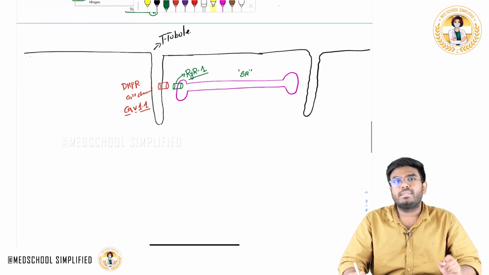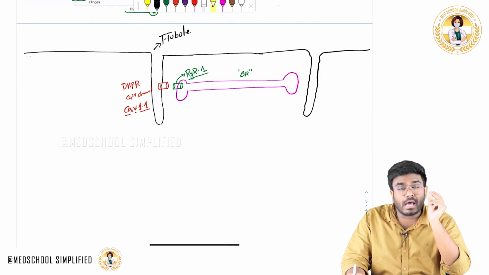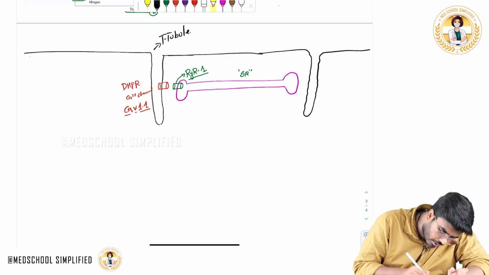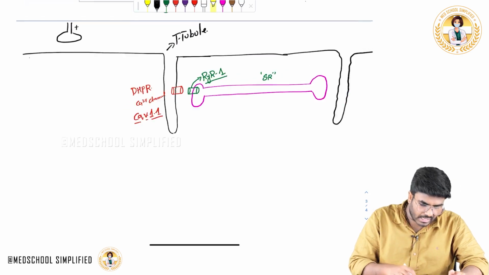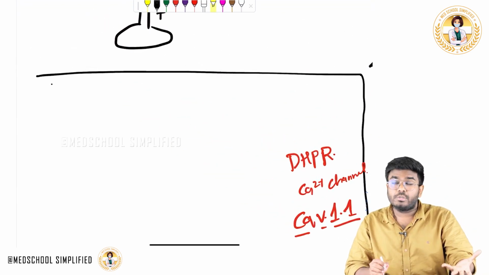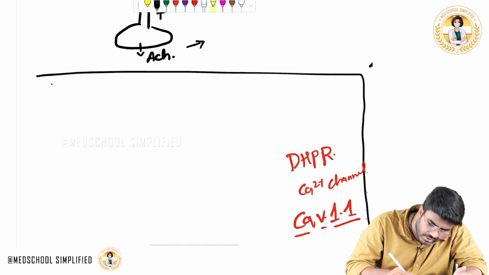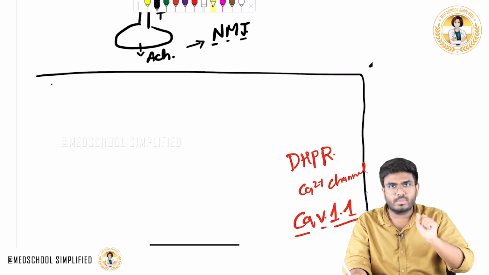Now why do we need to know all this? Because whenever the alpha motor neuron is firing, let me draw the alpha motor neuron here. This is the alpha motor neuron. Now it is firing. What will it release? You should know. This alpha motor neuron will release acetylcholine into the synapse. Here this synapse is called the neuromuscular junction. The neuron and the muscle have a junction, the neuromuscular junction.